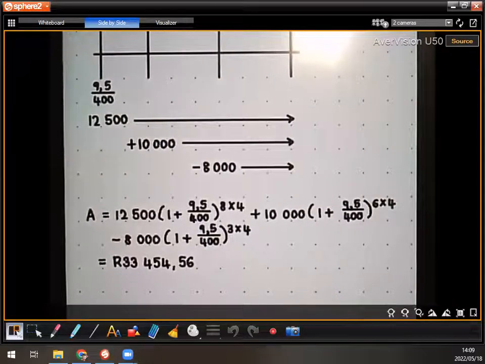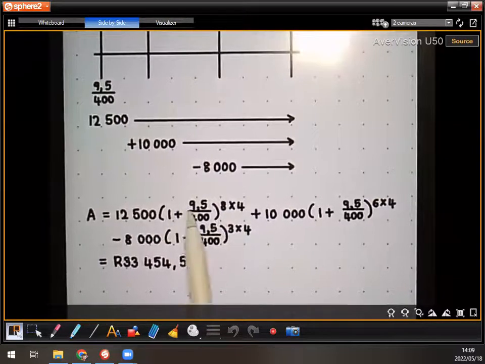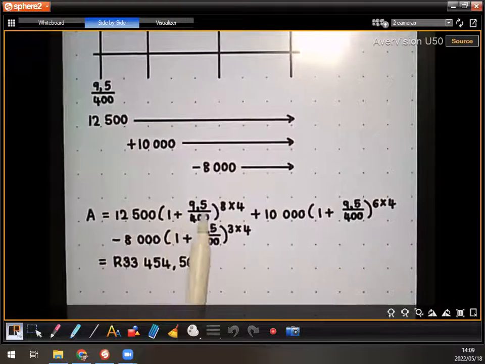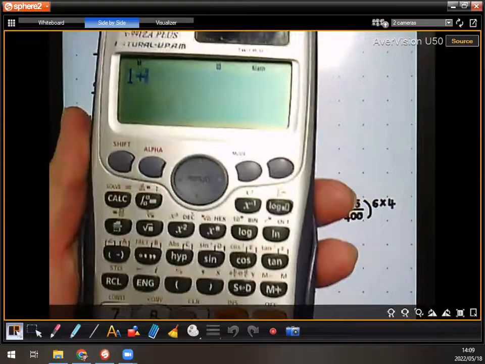Now guys, a time-saving trick that I just want to show you quickly is saving values on the calculator. I'm not sure if we worked with storing values yet, have we done that? Okay, I think we maybe looked at it once, but it's quite useful for these types of questions because we have the same bracket 3 times, right? So instead of typing that bracket in 3 times, you can type it in once, store it, and then use the letter. So if we're seeing that it's 1 plus 9.5 over 400, you can type that in.